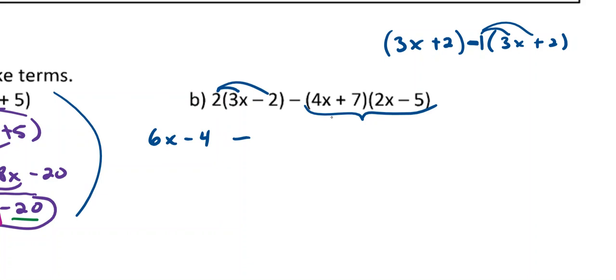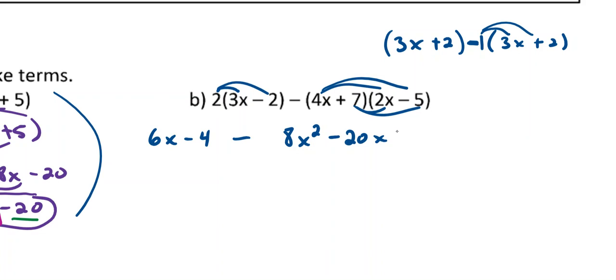So let's do this. We'll go 4x times 2x, and then make our rainbow like that. So 4x times 2x is going to be 8x squared. And then 4x times negative 5 is going to be negative 20x. And then 7 times 2 is positive 14x. And then negative 7 times negative 5 is going to be negative 35.